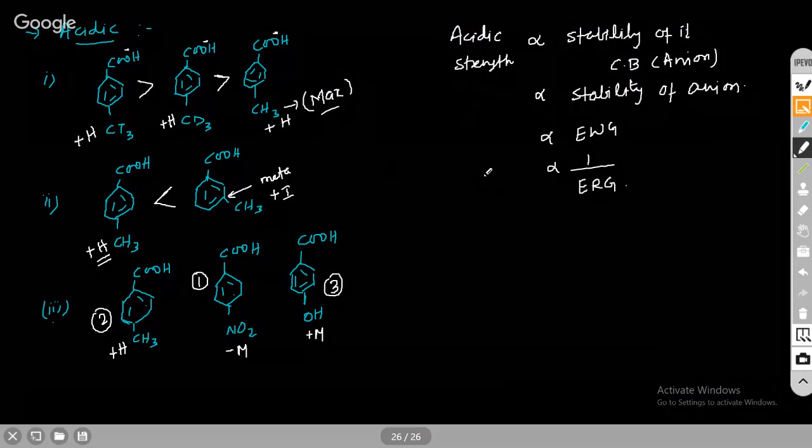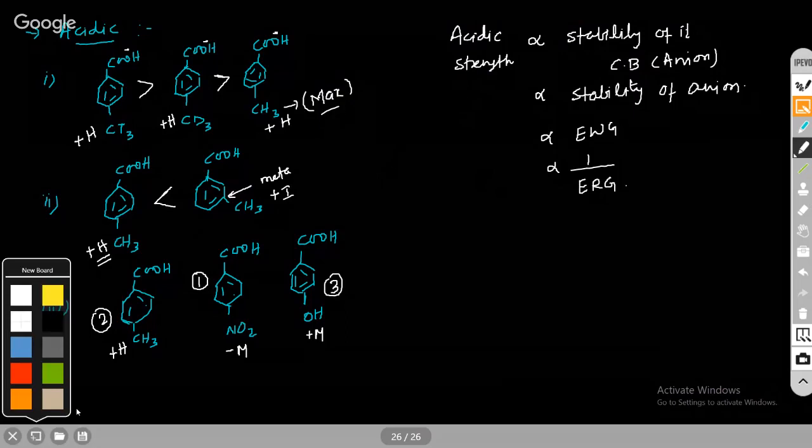Okay, so you see, we have discussed this derivative of benzoic acid, correct? And if you see all the examples here, we haven't taken ortho substituted benzoic acid, right? So now you'll see what happens if we have ortho substituted benzoic acid. There is an effect, we call it the ortho effect. The heading, you write down: ortho effect.